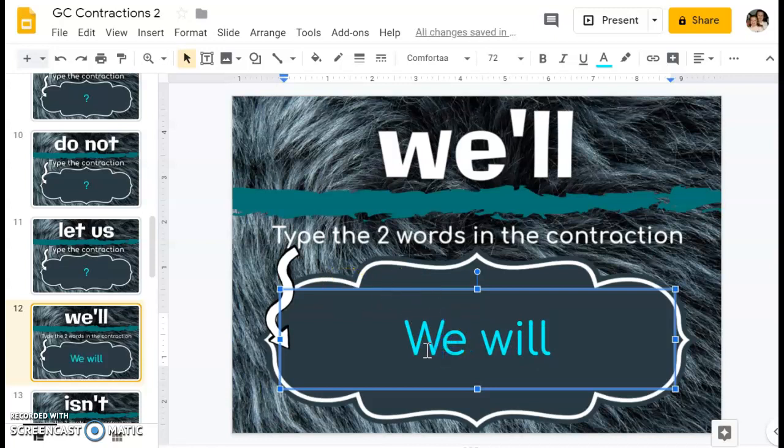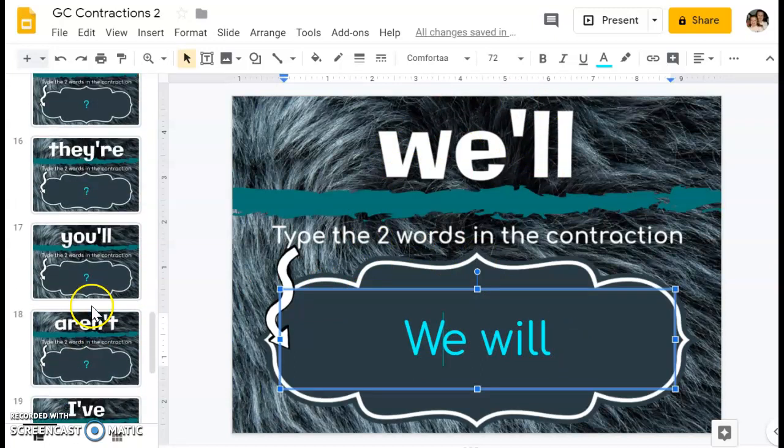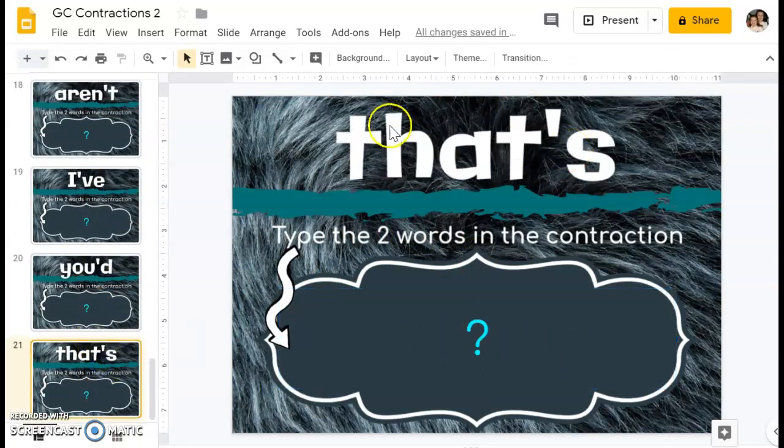Now, if your W or your first letter here automatically capitalizes, don't worry about it because I'm not looking at capitalization right now. Just know that we don't capitalize contractions unless it's at the beginning of a sentence or if the first word in the contraction is an I. So for these 10 practice slides, you're going to be typing me the two words that make up the contraction. And then that is your last contraction that you're going to do, and you can turn it into Google Classroom when you're finished.